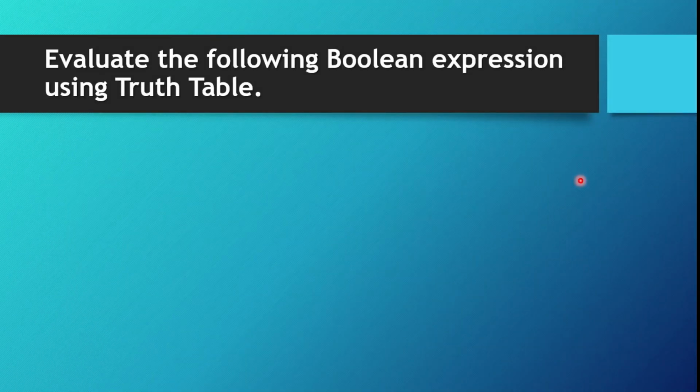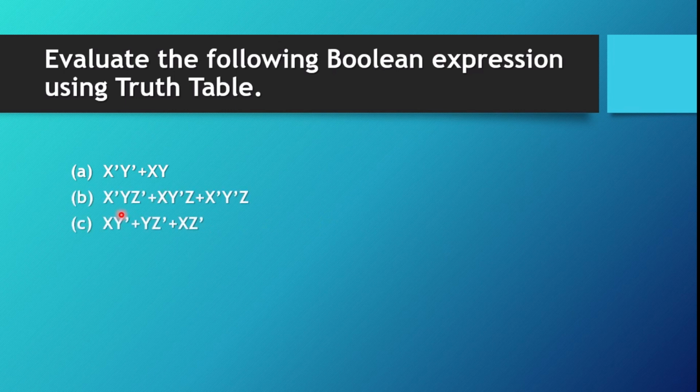Okay, so now we will evaluate the Boolean expression using a truth table. Okay, so I am taking these 3 examples. What we are going to do is find the final value in the truth table. Okay, so the first one is x complement y complement plus xy. So we can see it is a 2 variable truth table.